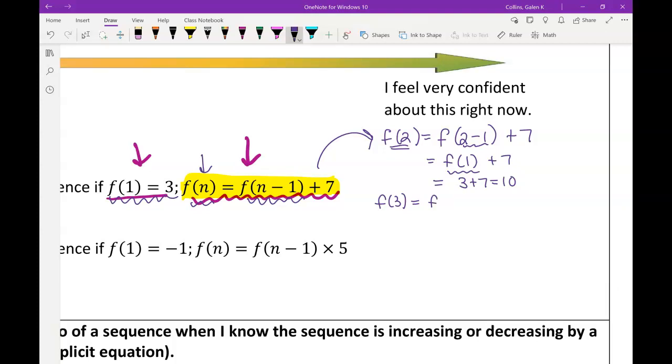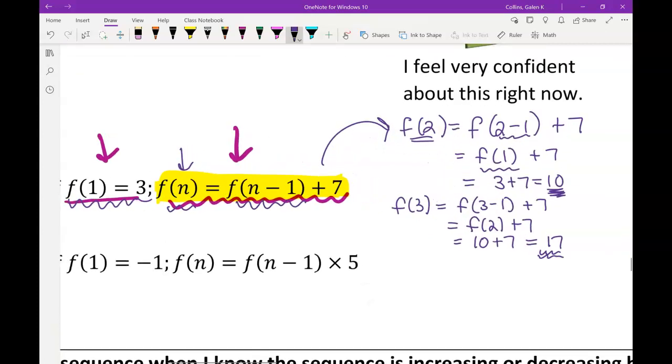F of 3 equals f of 3 minus 1, because I'm substituting 3 for n, plus 7. So again, that becomes f of 2 plus 7. So my previous term plus 7. Well, since I found that f of 2 is 10, this is now 10 plus 7, and we get 17. So that's how our recursive rule works. Now, I only found so far the next two numbers in my sequence, that f of 2 is 10 and that f of 3 is 17.